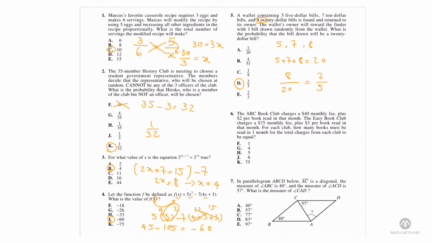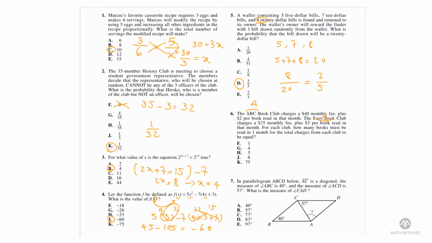The ABC Book Club charges a $40 monthly fee plus $2 per book read in that month. The Easy Book Club charges a $35 monthly fee plus $3 per book read in the month. For each club, how many books must be read in 1 month for the total charges from each club to be equal? So basically, we need to make an equation for each club and then set them equal. So we know club ABC, let's say we call it A, and Easy Book Club, we call it B.